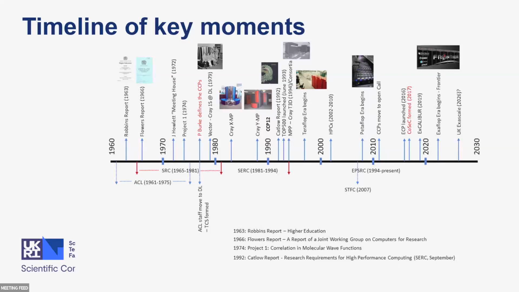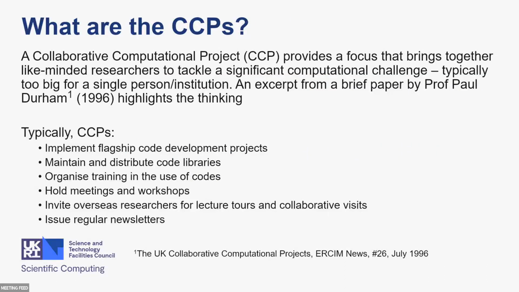So just to give an indication, what are the CCPs? Well, collaborative computational projects. And this is taken from a little report done by Professor Paul Durham. Paul was the director of the Theory and Computational Science Division when I joined in 1990. And he wrote a little report for something called ERCIM, I think it stands for the European Research Consortium for Informatics and Mathematics. It doesn't exist, I don't believe, anymore. But this was written in 1996, summarizing some of the concepts of what they were.